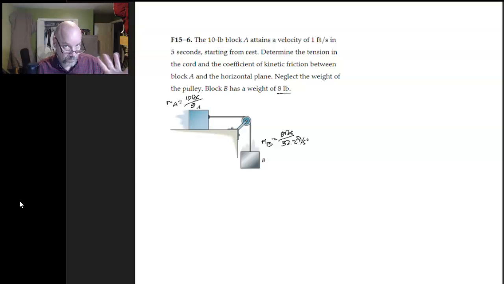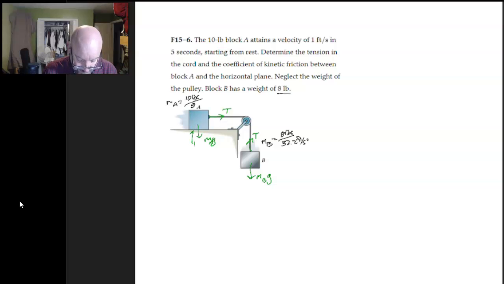And let's go ahead and look at what forces are acting on them. So on B, we're going to have the weight, MBG, and we've got some tension here. And then we've got that same tension over here because we're assuming it's an ideal pulley. Weight, MAG, and a normal force here. And so those are going to be equal to each other. And then we've got our friction here.